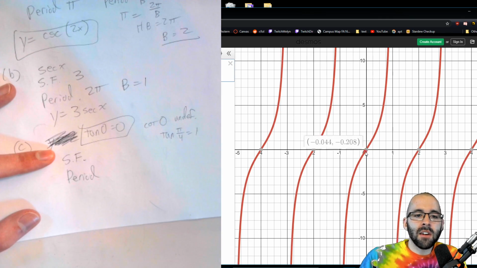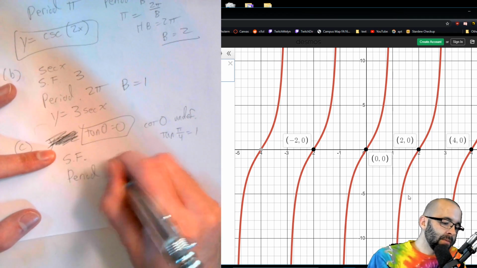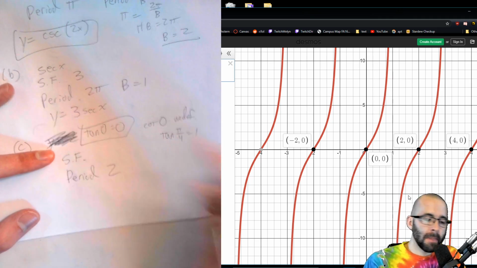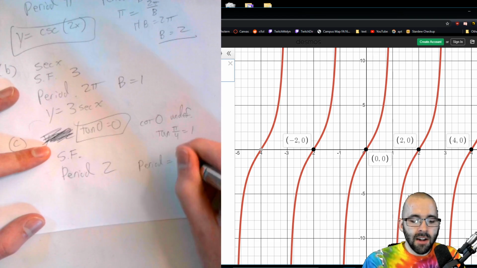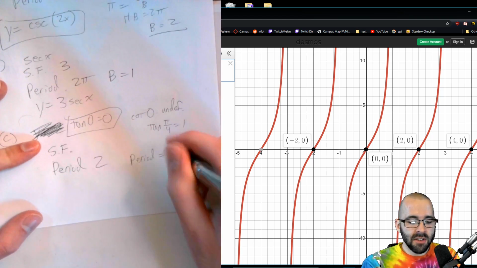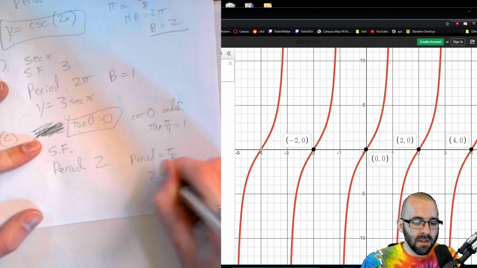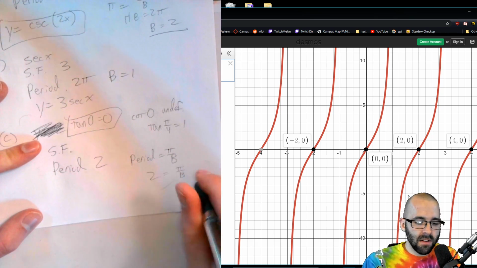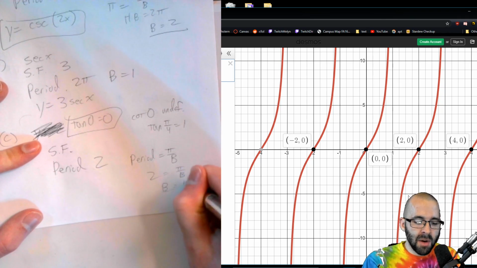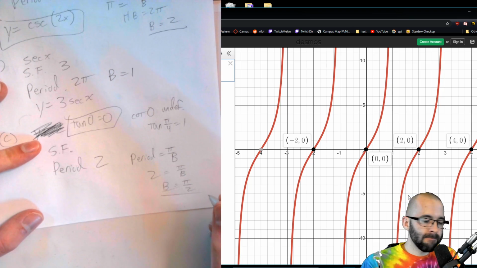What's our period here? How long does it take to repeat? Look at these points. Period here is 2. And remember that for tangent, the period is not 2 pi divided by b. For tangent, the period's pi divided by b. So if the period is 2, we get 2 equals pi divided by b, or b equals pi over 2. We're going to use that for later.